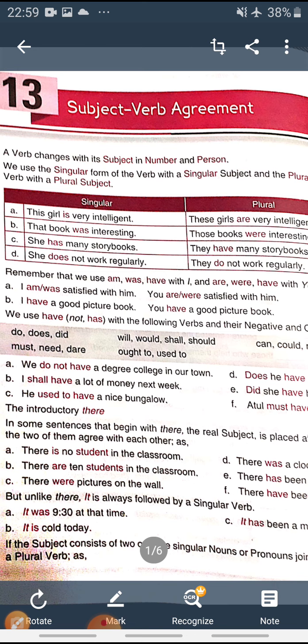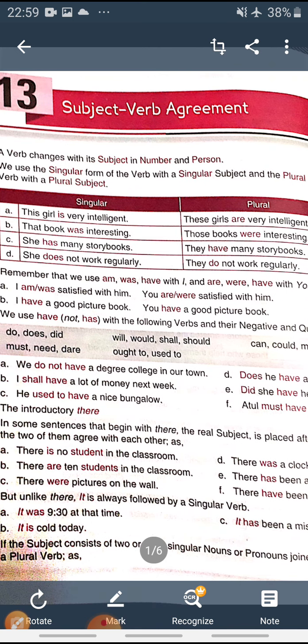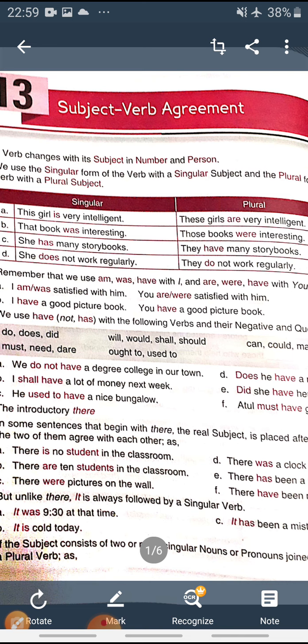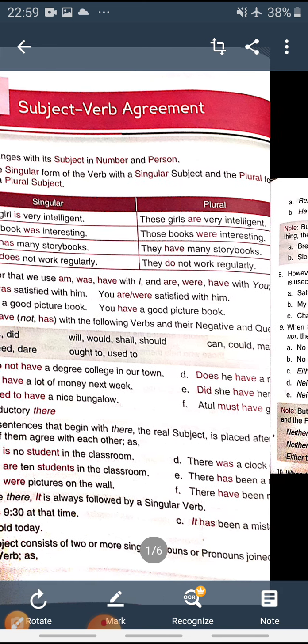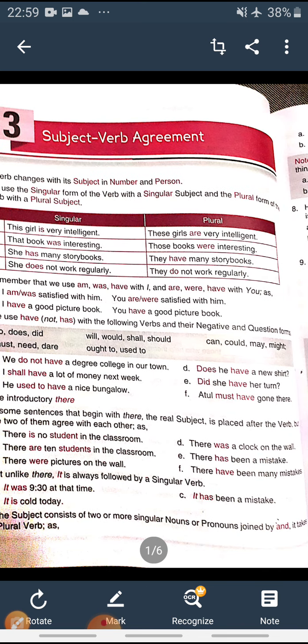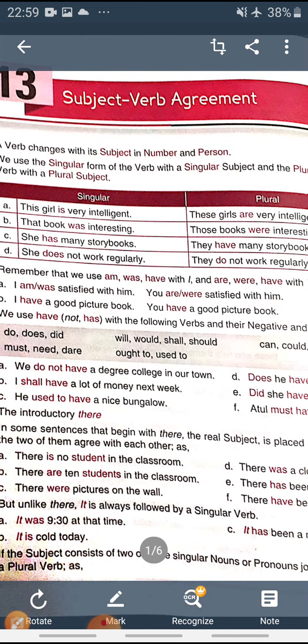We also use have with the following verbs and their negative and question forms. For example, do, does and did, must, need, dare, will, would, shall, should, ought to, used to, can, could, may, might. With all these verbs we use have instead of has. We do not have a degree college in our town. I shall have a lot of money next week. He used to have a nice bungalow. Does he have a new shirt? Did she have her turn? So, with all these verbs, we use have instead of has.